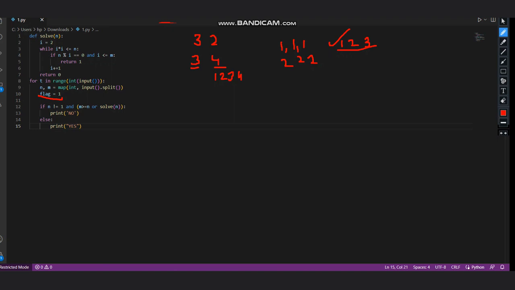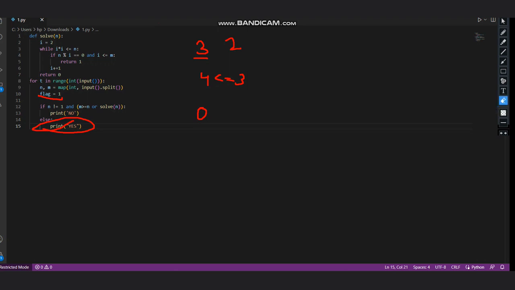Now let's look at our function solve_n. In case of 3 and 2, let's suppose we have 3 and 2. So our n is 3. We start iterating from 2. So if i squared is less than or equal to n, here i squared would be 4. Is it less than or equal to 3? This is not true, so we will move outside the loop and simply return 0 here. So returning 0 would print yes.